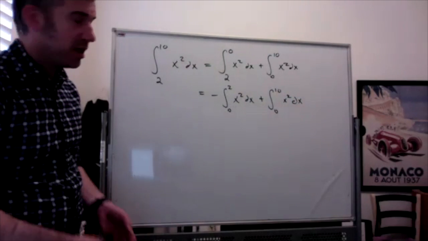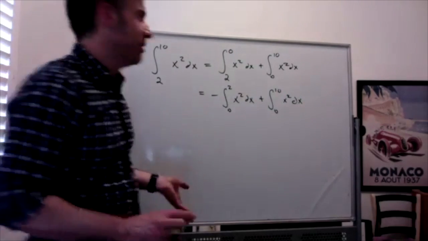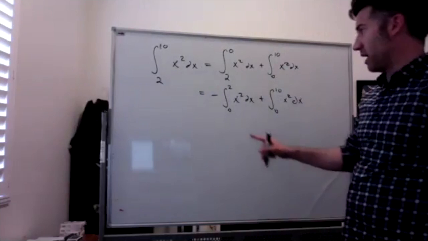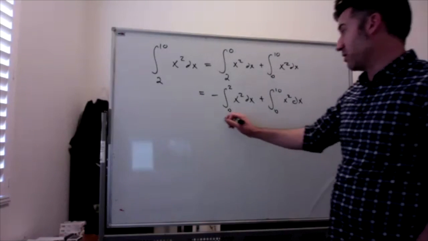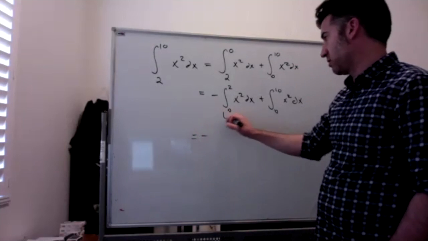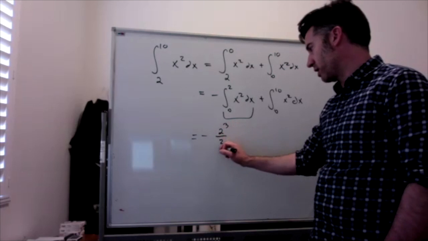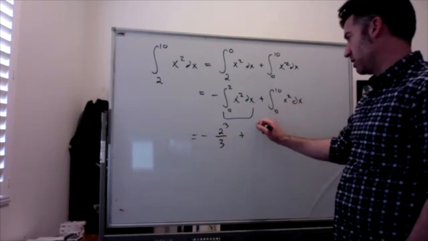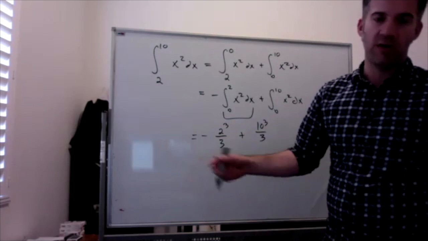It's kind of neat. The reason I mentioned this is because sometimes people do talk about finding the area under x squared always starting at 0. So we know that this particular one is 2 cubed over 3, and this particular one is 10 cubed over 3, because when you integrate x squared you get x cubed over 3.